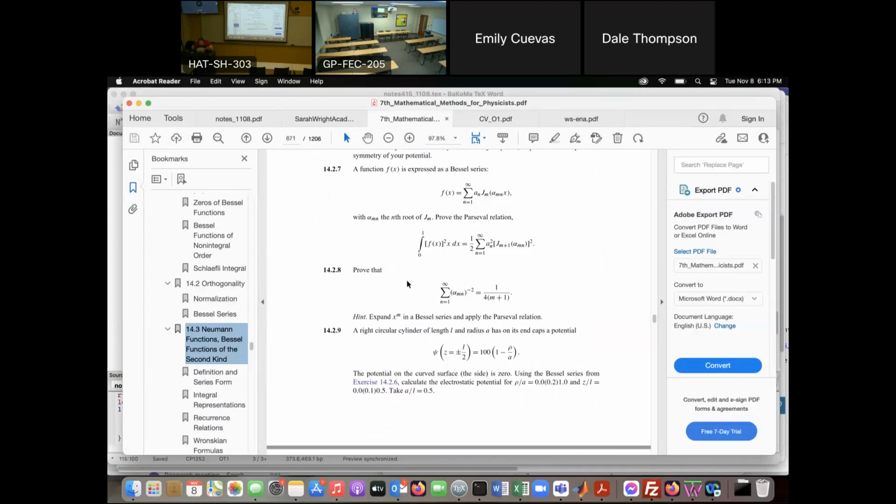In the book, it didn't have x to the m. It just had a generic function. So I was wondering if that changes anything. Oh, you mean from this? Yeah, like 2.8. For the hint, it said expand x to the m. I wasn't sure if the same expansion would apply, even though it's not a function or anything. Oh, I see.